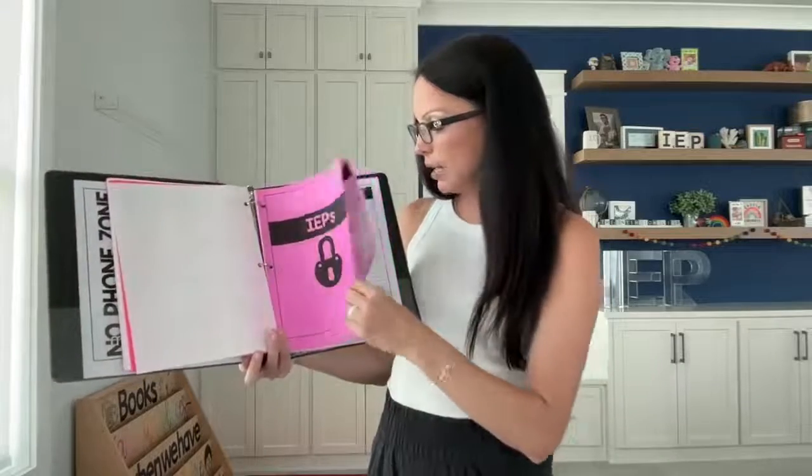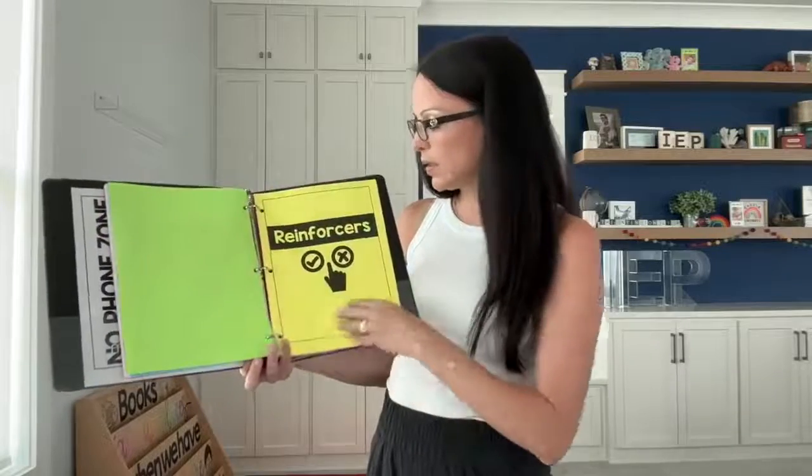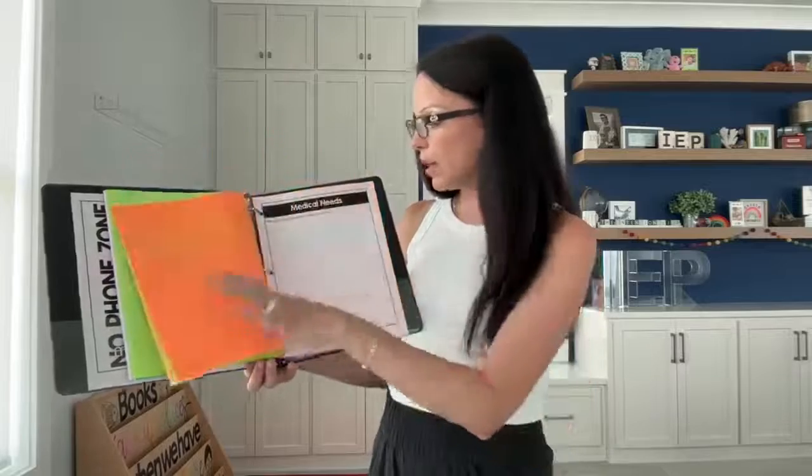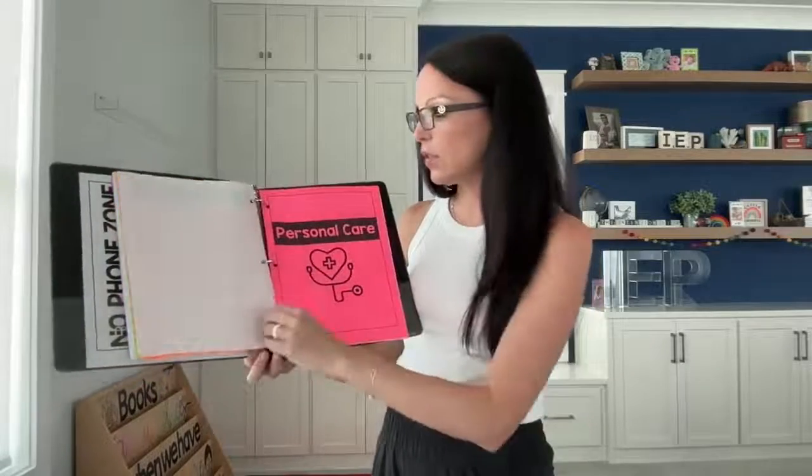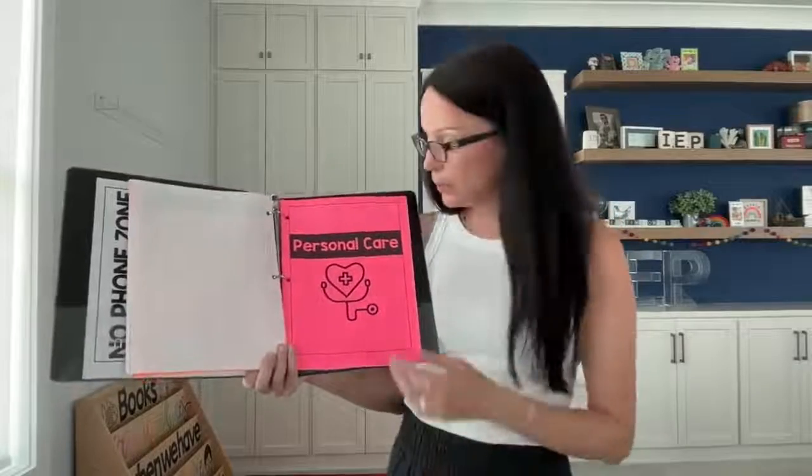Modifications, same thing, modification checklist. IEPs, so this is where they can keep those at a glance. If they're working with students with 504s, if you have a reward system, reinforcers, medical information and medical needs for students in your classroom, are they going to be assisting with that? What do they need to know?